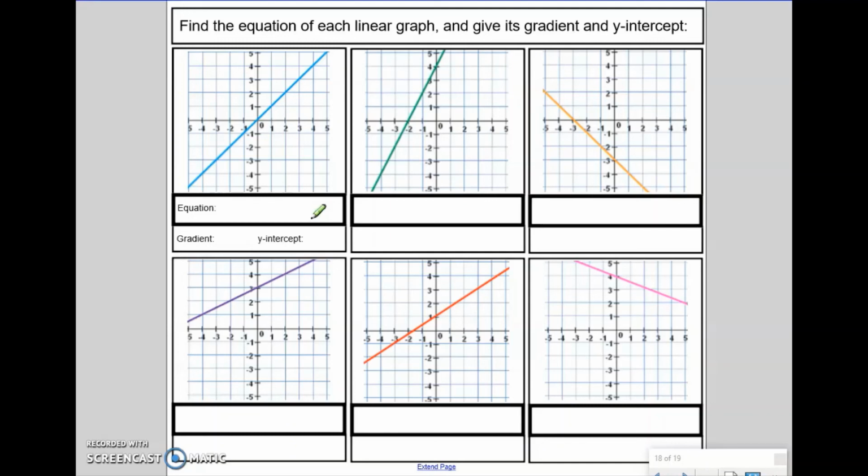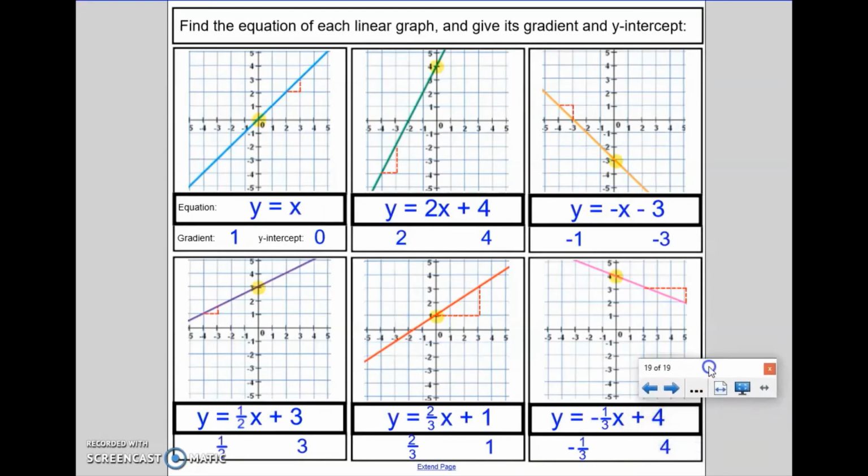Okay, welcome back. I'm just going to show you my solutions, and my solutions look like so. So for each question, I've highlighted the gradient and the y-intercept, and then placed them in the correct order, y equals mx plus c, to create the equation of the line. On each graph, I've also highlighted the y-intercept and how I found the gradient by counting squares.